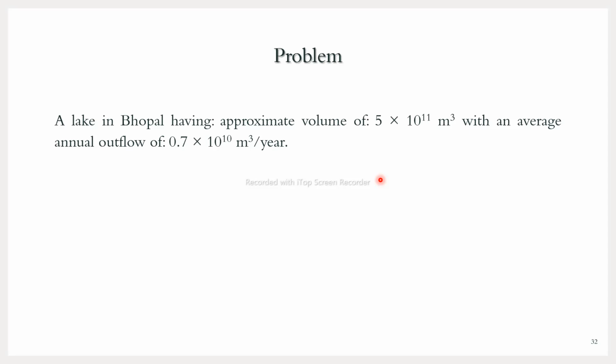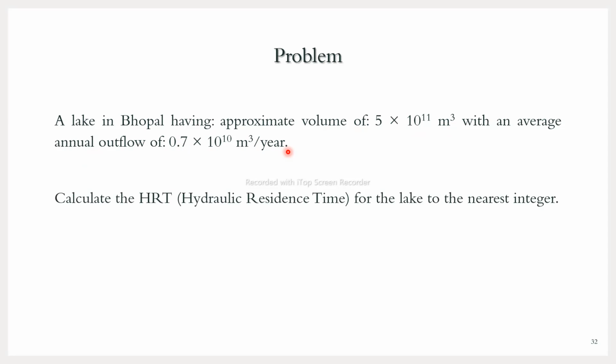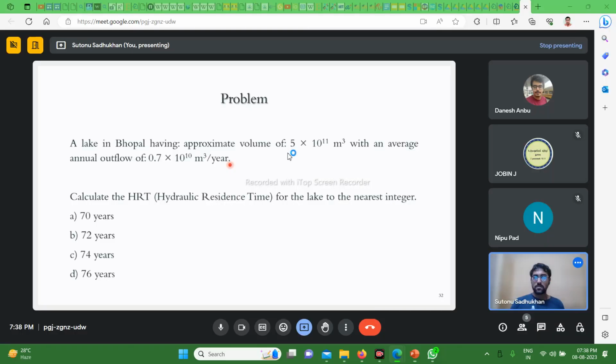The question is: a lake in Bhopal having an approximate volume of 5 × 10^11 m³ with an average annual outflow of 0.7 × 10^10 m³ per year. You have to calculate the HRT, that is, the hydraulic residence time for the lake, to the nearest integer. Option A is 70 years, option B is 72 years, option C is 74 years, and option D is 76 years. I will wait for 2 minutes for you to answer. Okay, so let's see.